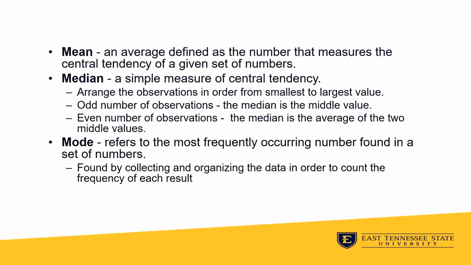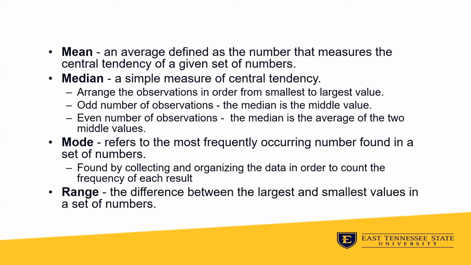The mode refers to the most frequent set of numbers found in the data set. When looking at a bar graph, this would be the tallest bar. To calculate the mode, we must order the data and then count the frequencies of individual responses. This measure is well suited for summarizing categorical or qualitative data. The range is simply the distance between the lowest and highest values in the data set. We use this measure to begin to get an idea about the spread of the data.